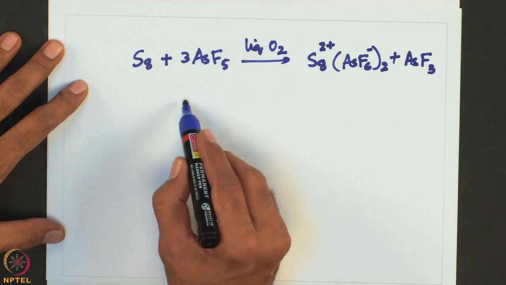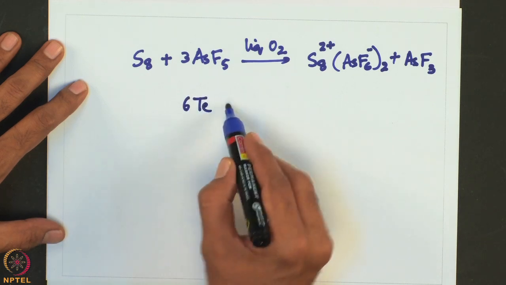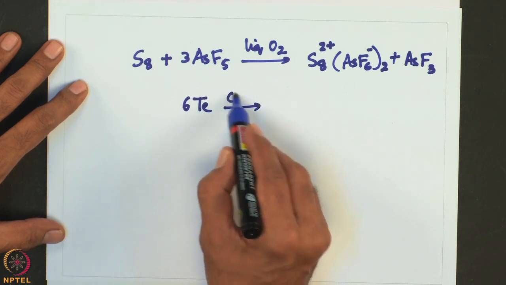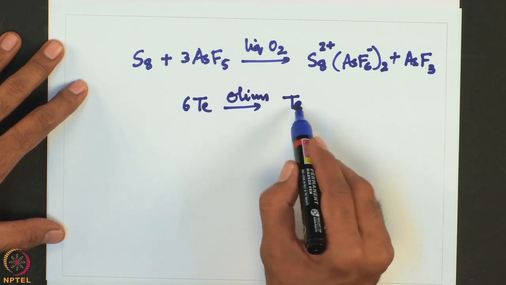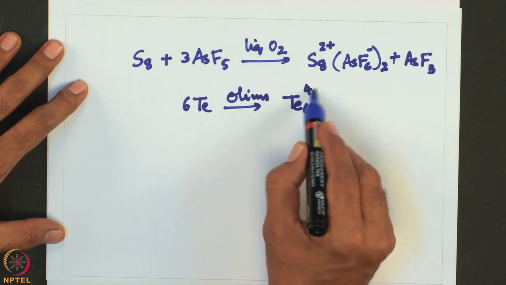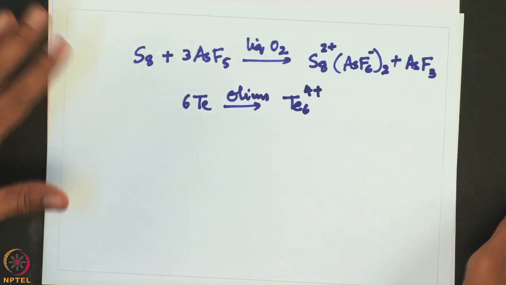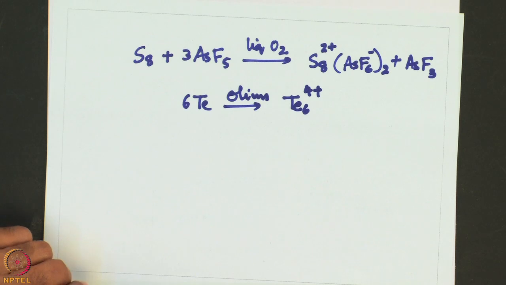Similarly, tellurium powder on treatment with oleum forms tellurium 6 in its plus 4 oxidation state. So, these are polychalcogen cations.